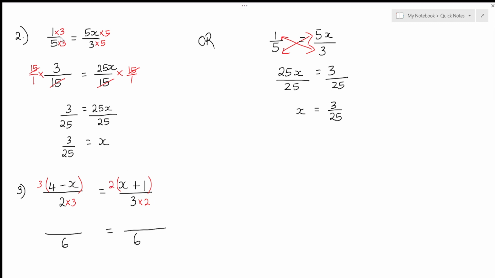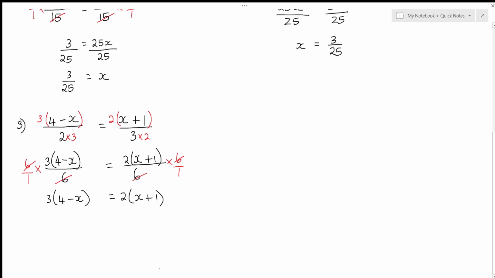So in this case, we're going to have 3 times 4 minus x on the left hand side, and on the right hand side we're going to have 2 times x plus 1. Now we need to get rid of our fractions, so we multiply the left hand side by 6 over 1, and we multiply the right hand side by 6 over 1. And on the left hand side we're going to be left with 3 times 4 minus x equal to 2 times x plus 1. Now we multiply out using our distributive law.